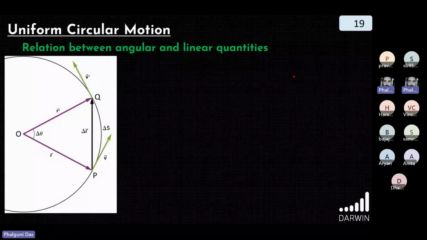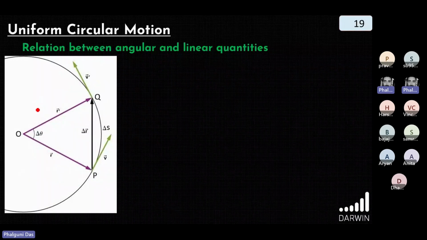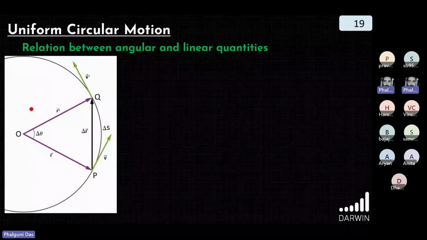Circular motion is the first step of relating some linear quantities with angular quantities. Because if a particle moves from point P to Q, it covers a linear distance of delta s, but it also covers an angle, right? According to this figure, it covers an angle of delta theta. So in the linear sense, the normal speed from P to Q is delta s by delta t, right?